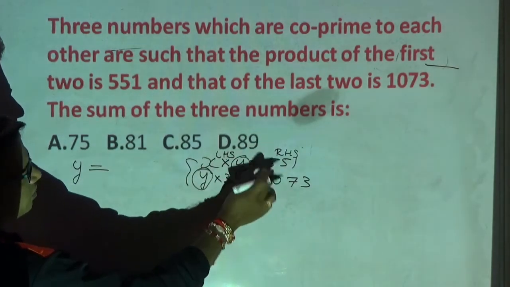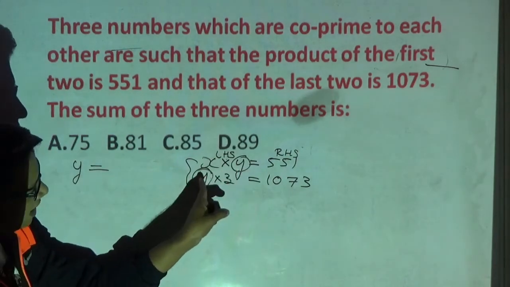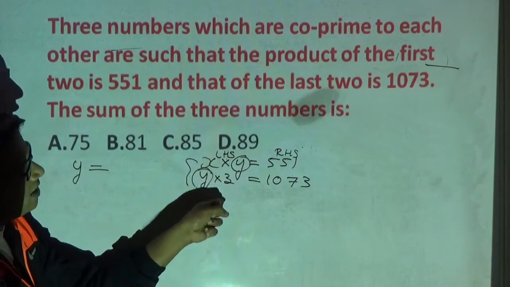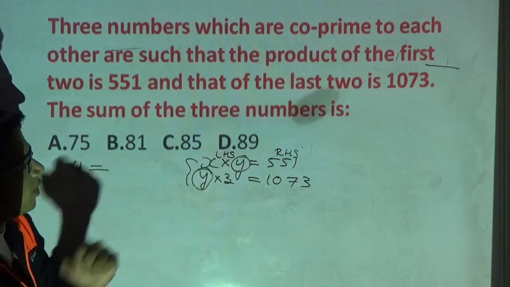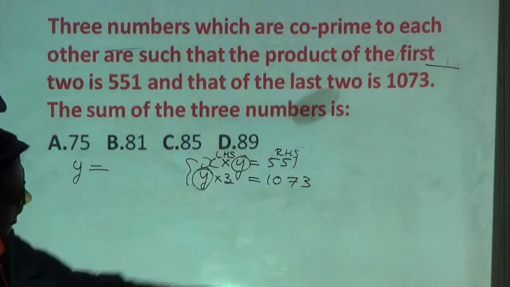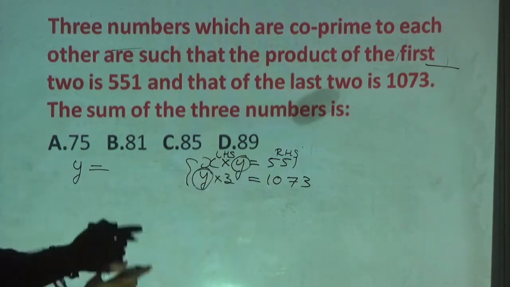Now, for these two, if I take, that will be equal to Y, correct? See, observe here. What can I take common among these two equations in the LHS? Y common. After taking Y, I cannot take anything common. That means Y is your HCF. Now, I need to find the HCF of 551 and 1073. If I find the HCF, then I can tell what Y is.